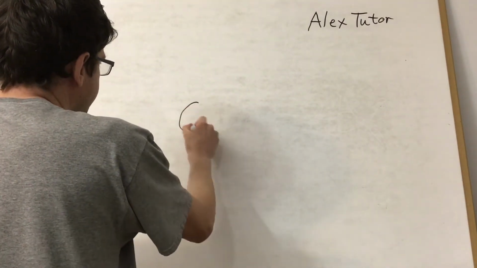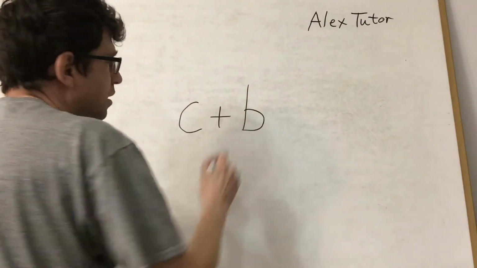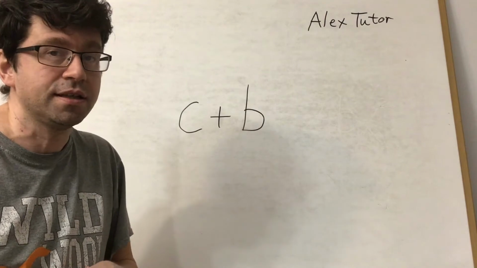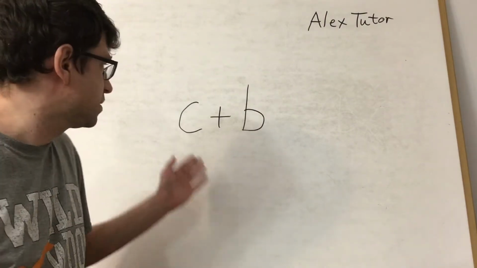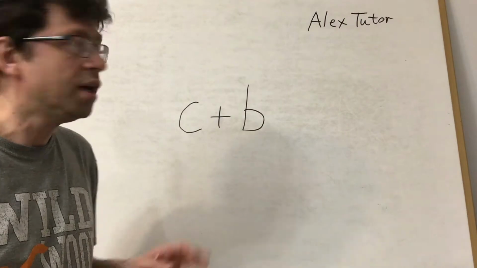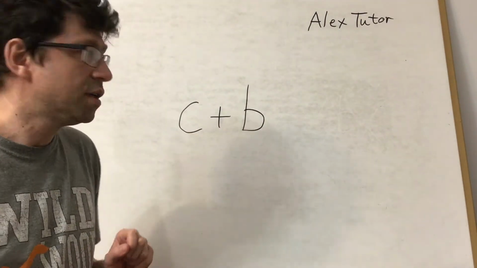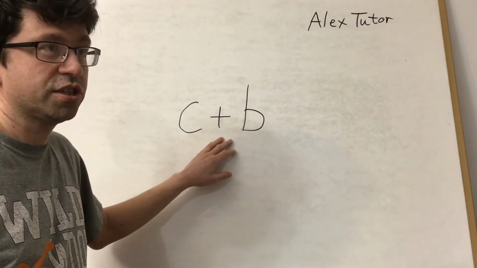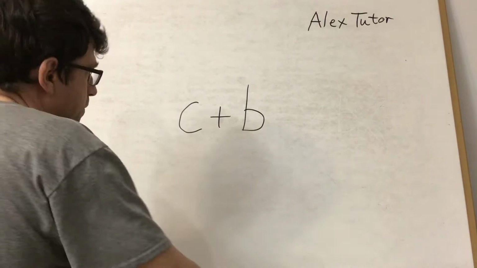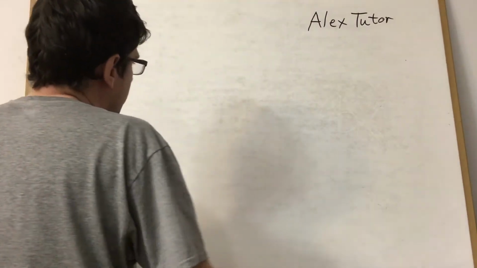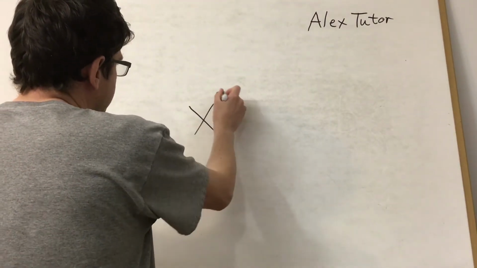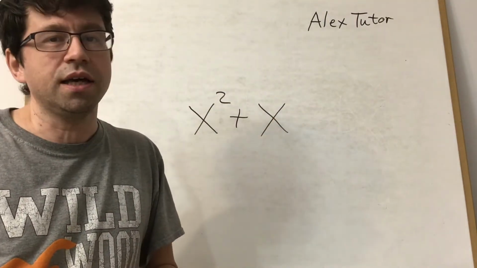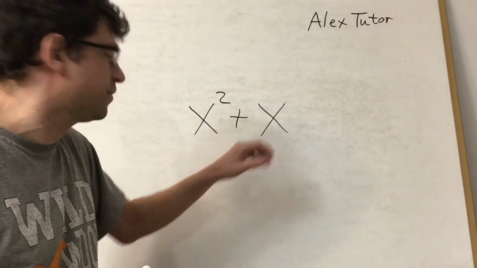But what if I have c plus b? What if I have c plus b? In this case, I cannot do anything because I don't know what is the value of c and what is the value of b. I know they're two different numbers, so I cannot add them. So I will leave it like this. These expressions are not like terms. Also, x squared plus x, those are also not like terms. I cannot add them. Those are different numbers.